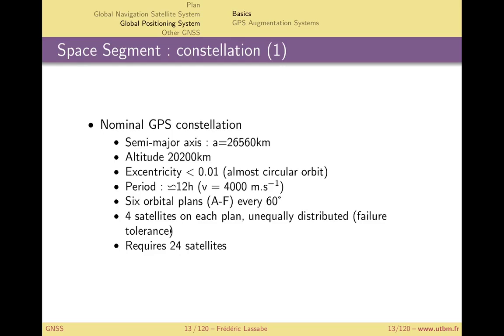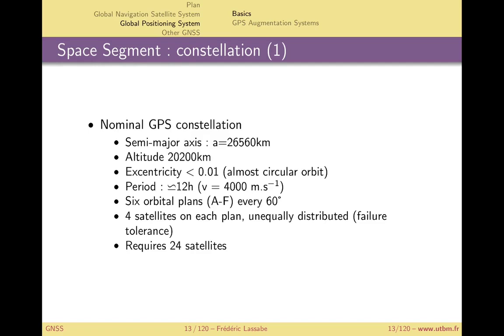So the space segment, as I said, consists of the constellation of satellites. The nominal GPS constellation requires 24 satellites, which are scattered on 6 orbital planes, every 60 degrees from each other. So you have the 360 degrees around Earth. 4 satellites are available on each plane with an unequal distribution to provide fault tolerance.